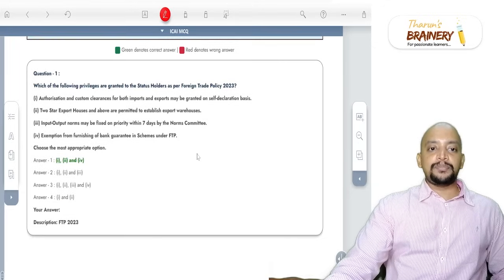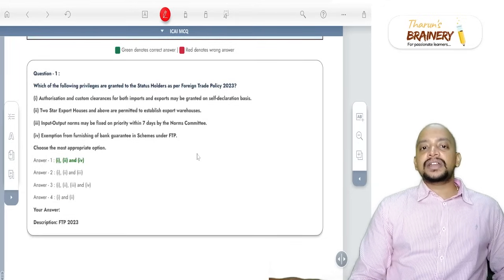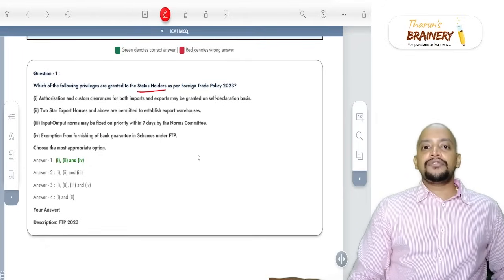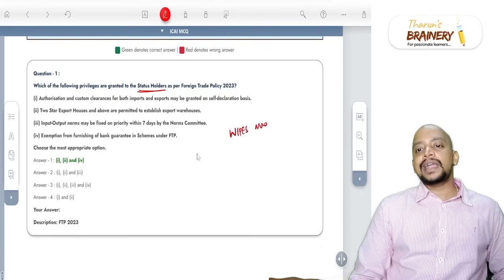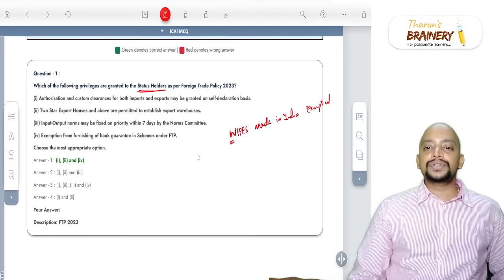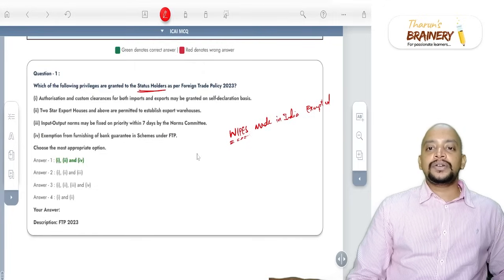Then next one, FTP. Which of the following privileges are granted to status holders? So for this, we need to remember, WIPES made in India exempted. What is that, WIPES made in India exempted? W refers to warehousing for 2-star and above. I, so we have input output norms on priority within 60 days, and priority preferential clearance, and E, exports free of cost. Then S refers to self certification.